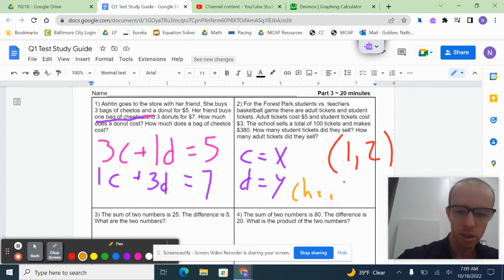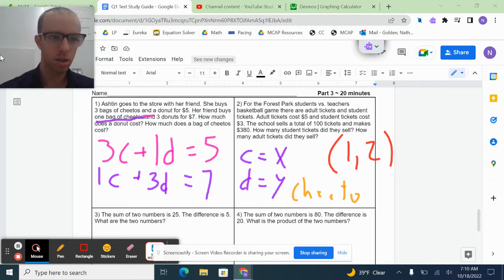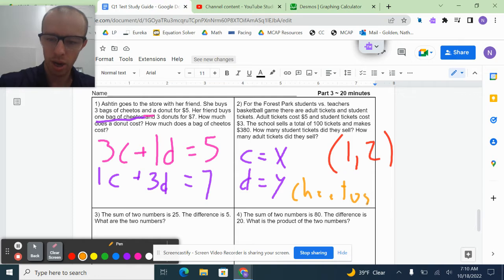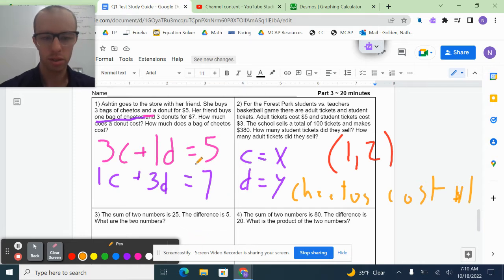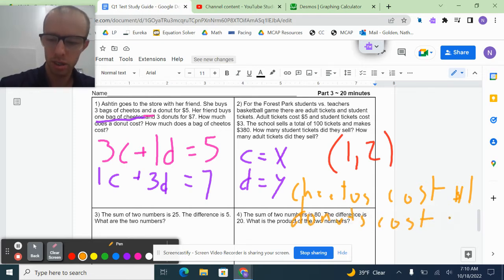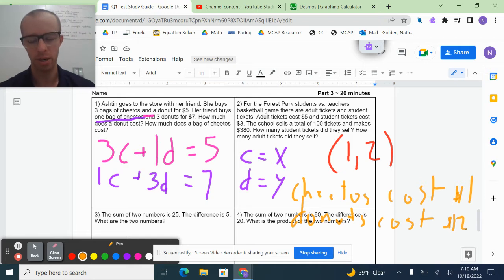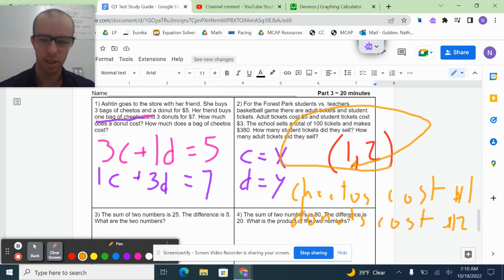Cheetos cost $1. Or sorry, Cheetos are the X. All right, and donuts cost $2. That's a final answer. Your final answer needs to actually answer the question. This does not answer the question. Your final answer needs to answer the question. All right.